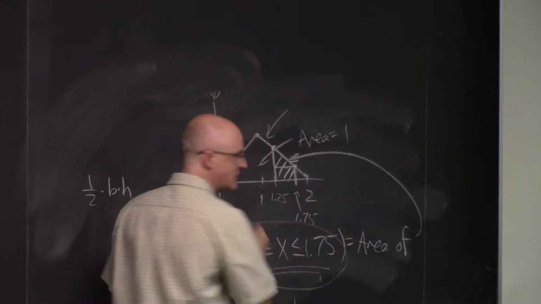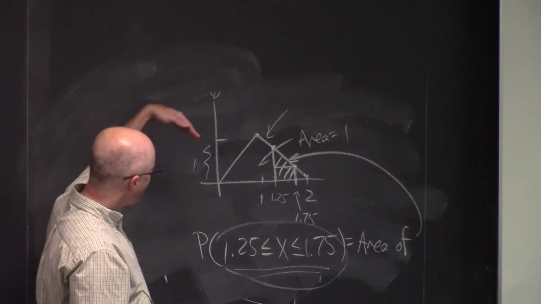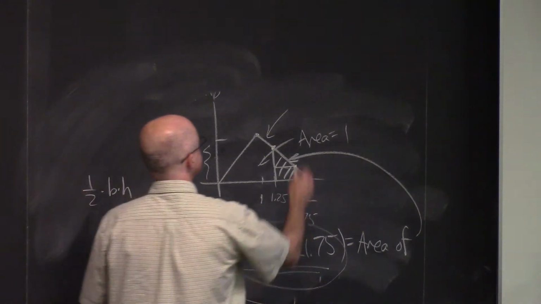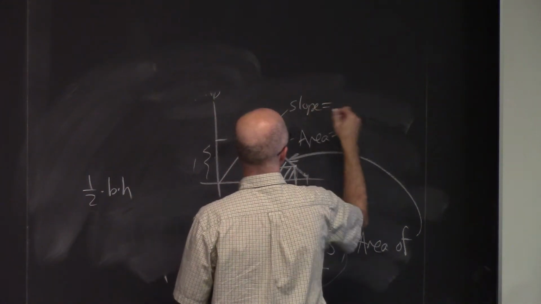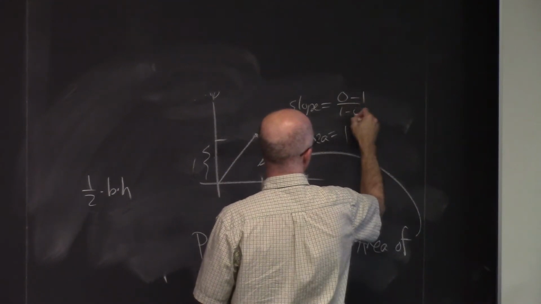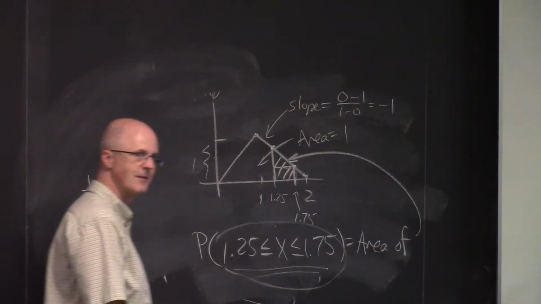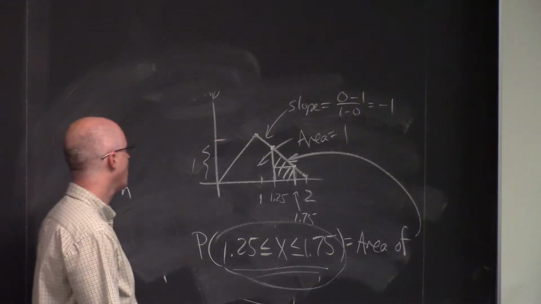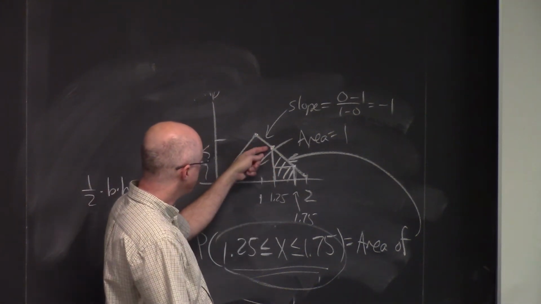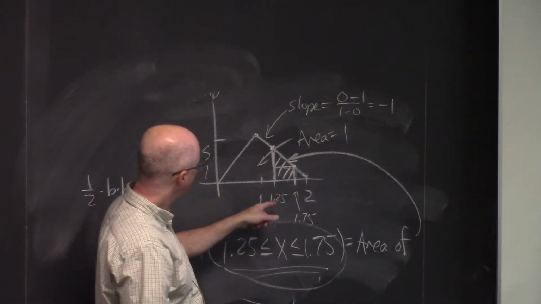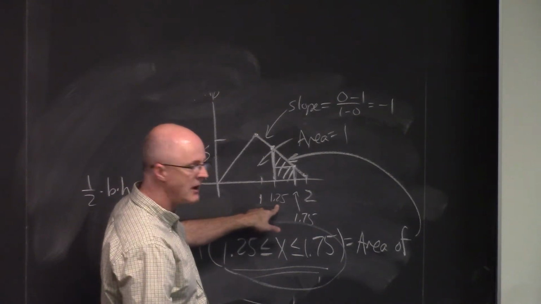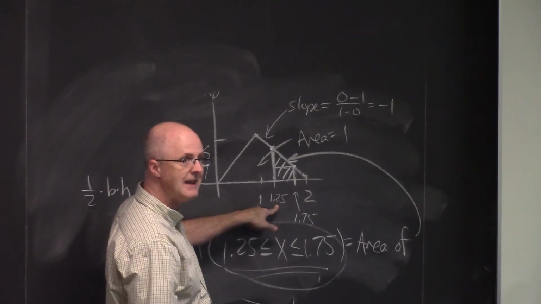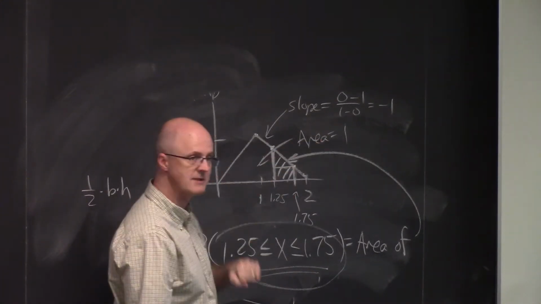As x goes from 1 to 2, the run is 1. The rise is negative. It goes from 1 down to 0. The slope of this thing, you could write as 0 minus 1 over 1 minus 0, is negative 1. Change in y divided by change in x. It's negative 1. So, if you want to find the second coordinate of this point, which is the height of this line here, you've got to ask if x increases from 1 to 1.25, if x increases by 0.25, what happens to y? It's got to go down by 0.25 because the slope is negative 1.